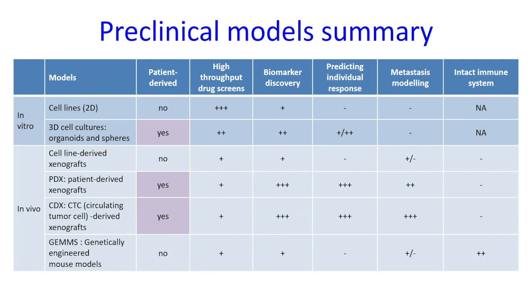So just to summarize these preclinical models, I think I've shown you that the patient-derived samples are good for use in these in vitro 3D culture models, and in particular, using them in vivo, you can model individual patient response and also metastatic modeling, but you're less able to model the intact immune system.